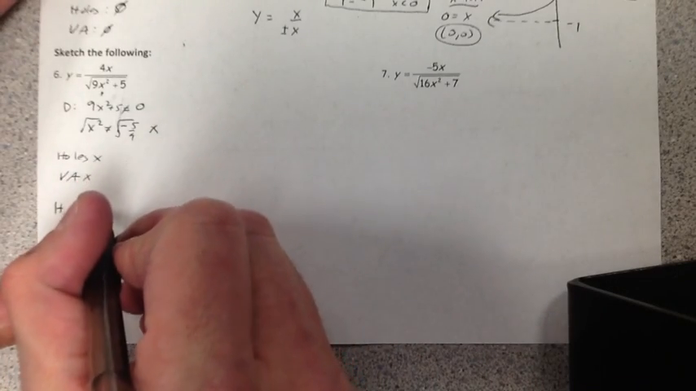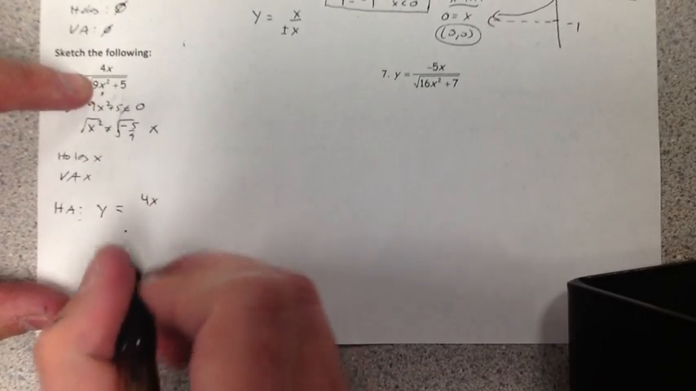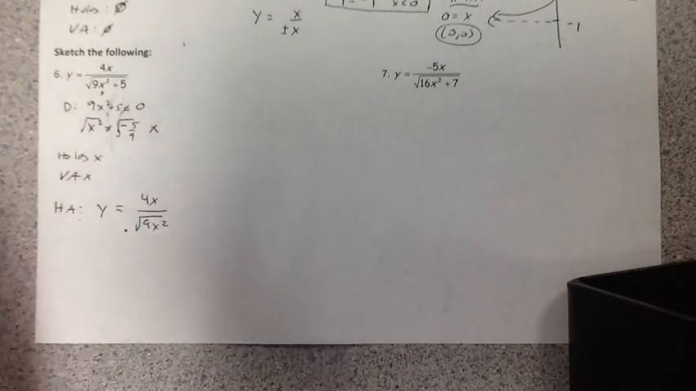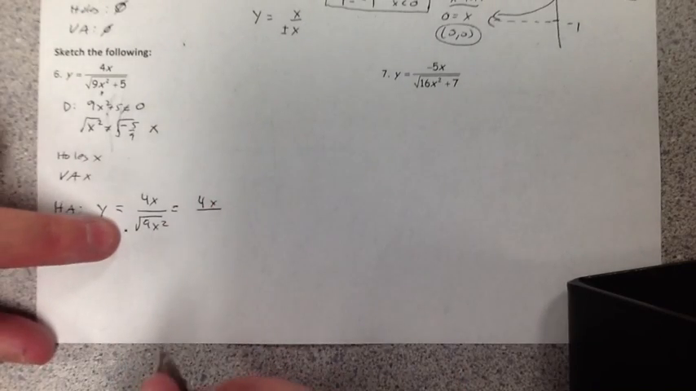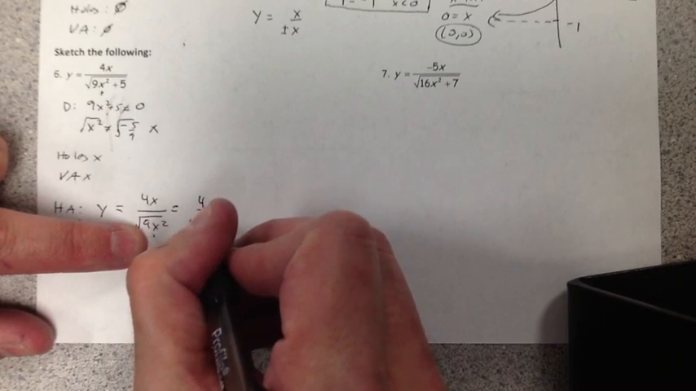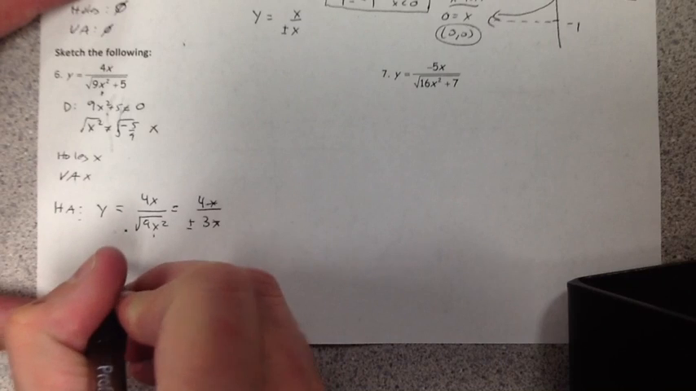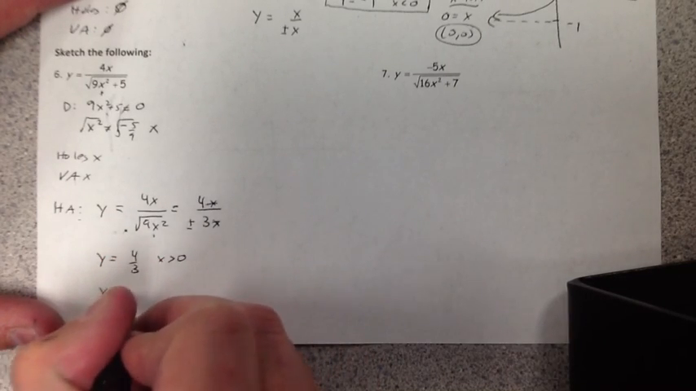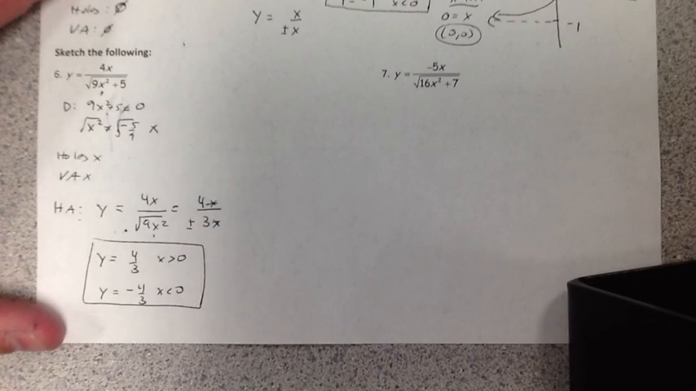So we're going to write our horizontal asymptote as y equals. We're going to leave the 4x on top, and on the bottom we're going to get the square root of 9x squared, because again we don't care about the 5 as x gets really big. So what does this become? 4x over, be very careful, plus or minus, the plus or minus comes from the x squared. We don't know if that's positive or negative, 3x. And what cancels? Those x's cancel right there. So we get the horizontal asymptote as y equals positive 4/3 if x is greater than 0, and y equals negative 4/3 if x is less than 0. So there are our horizontal asymptotes.